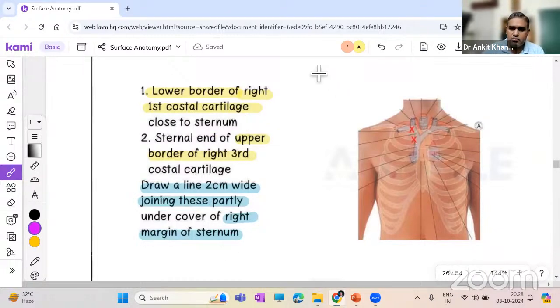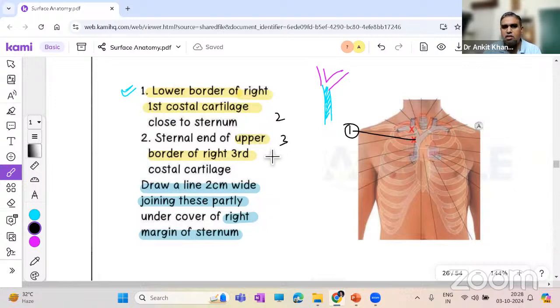So where both brachiocephalic veins ended, from here, if I show with a different color, the SVC will start or not? Yes or no? So their first point is the lower border of the right first costal cartilage. So this is the first point of your SVC beginning. So SVC will begin from here, point number 1. Second point is sternal end. Now here, listen carefully. At the lower border of the first costal cartilage, we have the first point.